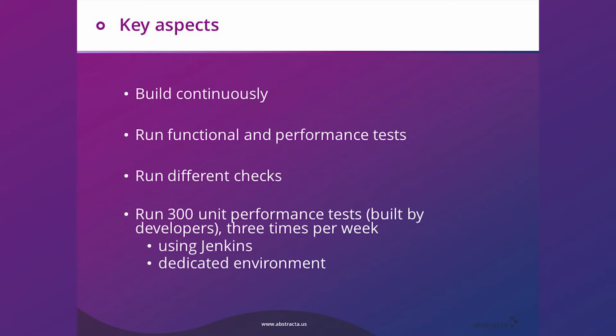They have 300 unit load tests. These tests are developed by developers, and these run 3 times per week in their Jenkins, that's the CI server that they're using, and in a dedicated environment. And these are the tests that our team, Abstracted team, is working with Shutterfly to help them consolidate and optimize. For example, part of our job is to find which are the right assertions in terms of response times and throughput that we need to put in the tests that are running in the Jenkins.